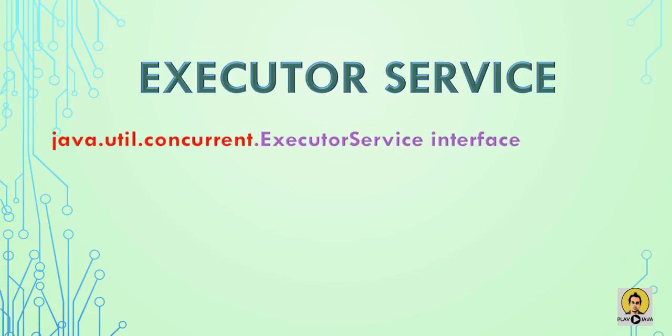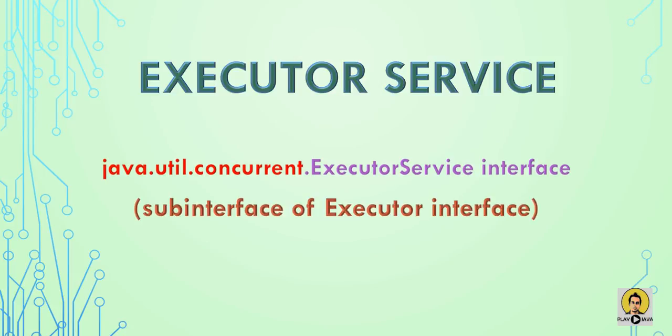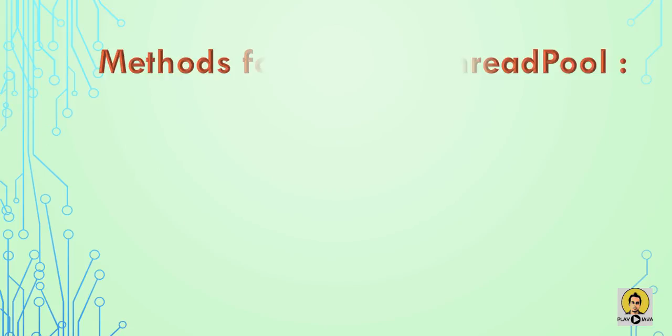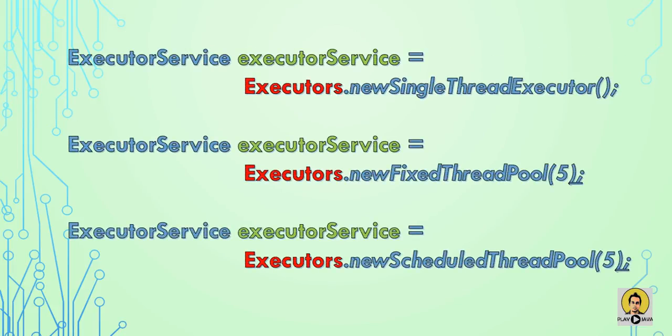An Executor Service is an interface inside the java.util.concurrent package, and it is a sub-interface of the Executor interface. Executor Service is used to create thread pools, and the methods for creating thread pools are ThreadPoolExecutor for creating a number of threads, and for scheduling you can use ScheduledThreadPoolExecutor. And these are the ways in which a thread pool can be executed.